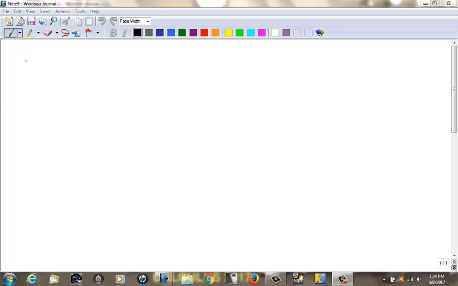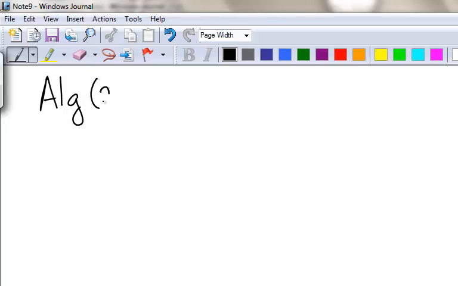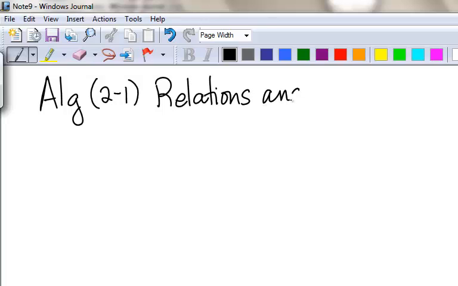Okay, this is for section 2.1, and the title is Relations and Functions. And hopefully most of this will be some review from your ALG2. Okay, relations and functions. First, the author defines a relation.